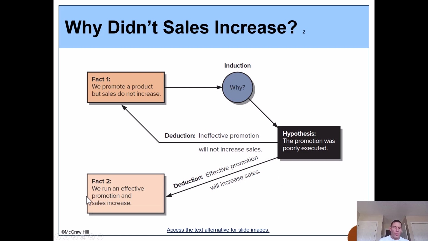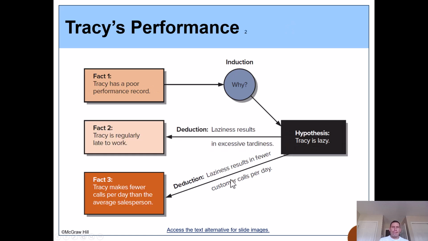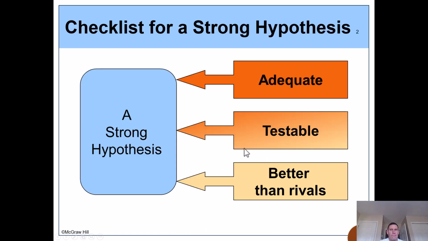So fact two: we run an effective promotion and sales increase. And then another example, Tracy's performance. Fact one: Tracy has a poor performance record. So the induction again says why. The hypothesis is that Tracy is lazy. So laziness results in tardiness, and laziness results in fewer customer calls per day. Tracy is regularly late to work, and Tracy makes fewer calls per day than the average salesperson.